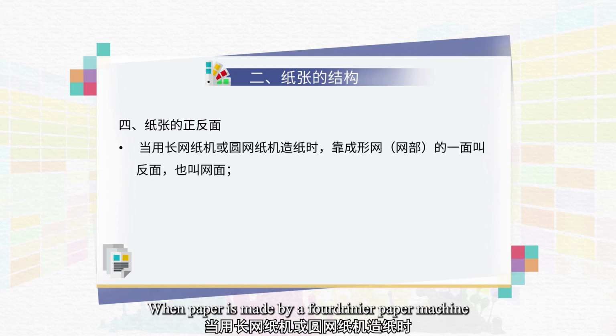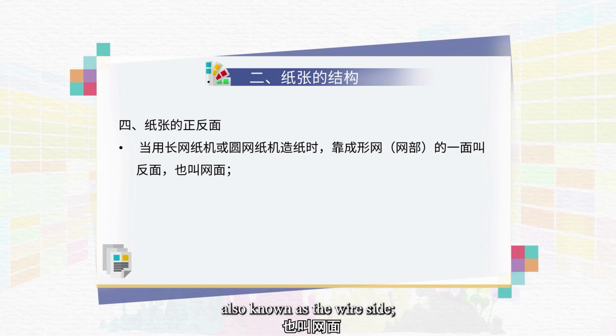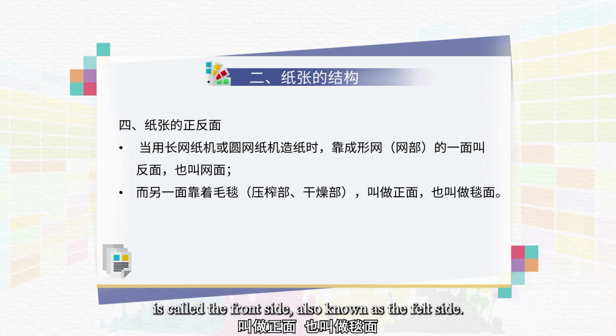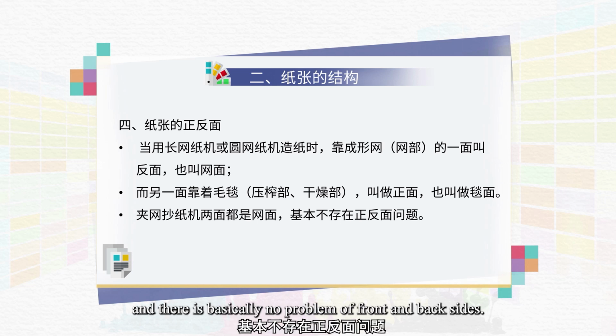When paper is made by a Fourdrinier paper machine or a cylinder paper machine, the side against the forming wire section is called the back side, also known as the wire side, while the other side against the felt press section and drying section is called the front side, also known as the felt side. For a twin wire paper machine, both sides are wire sides, and there is basically no problem of front and back sides.